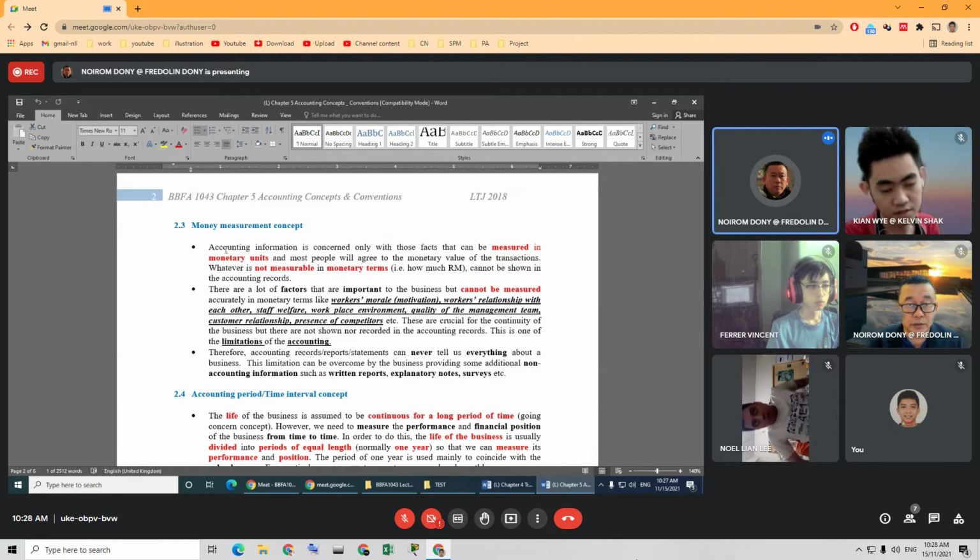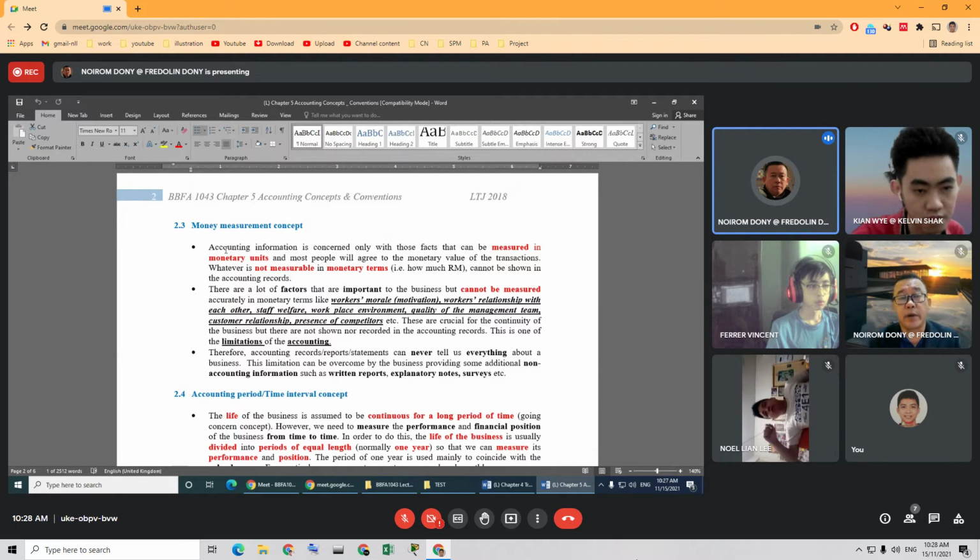So this concept is telling you that we only record transactions that are measurable in terms of money, which everyone agrees with this value. That's why we have the source document, isn't it? The source document is the evidence. How much is that, the actual cost. Okay, so other factors like all this information are very crucial, meaning very useful to the business.